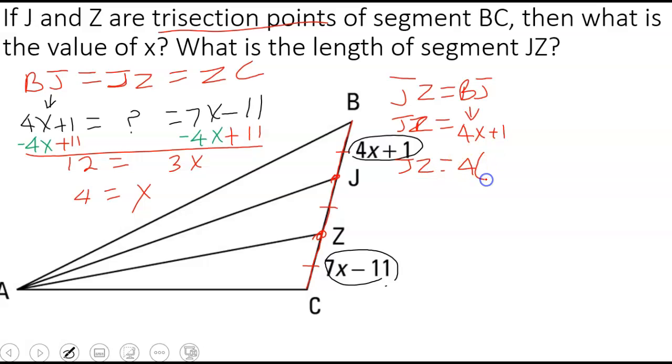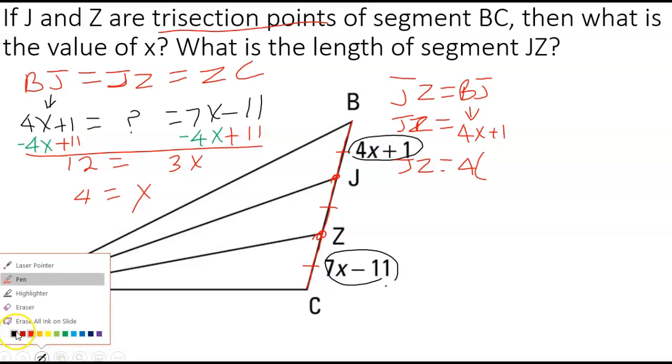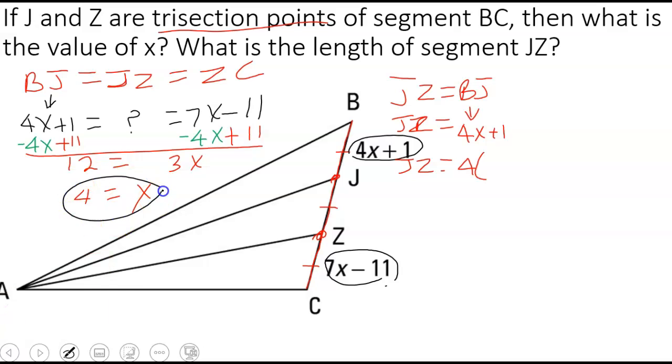So it's 4, we substitute that 4 that we got from here. Let's substitute it there. So JZ is 4 times 4 is 16 plus 1, it's 17.